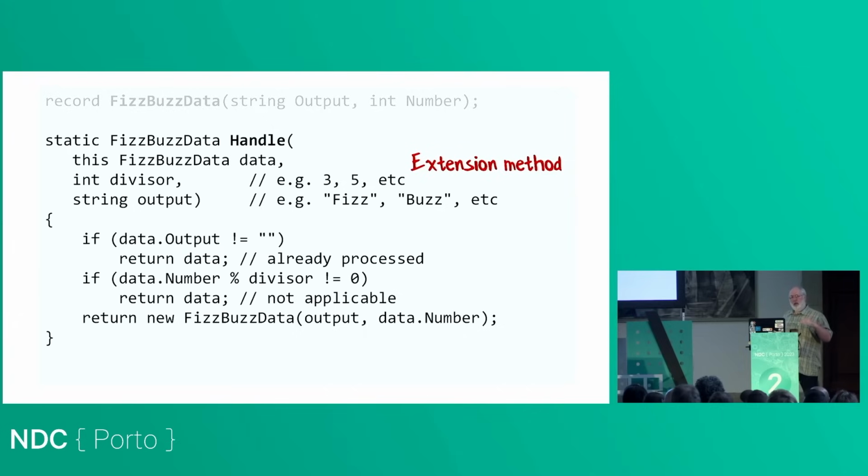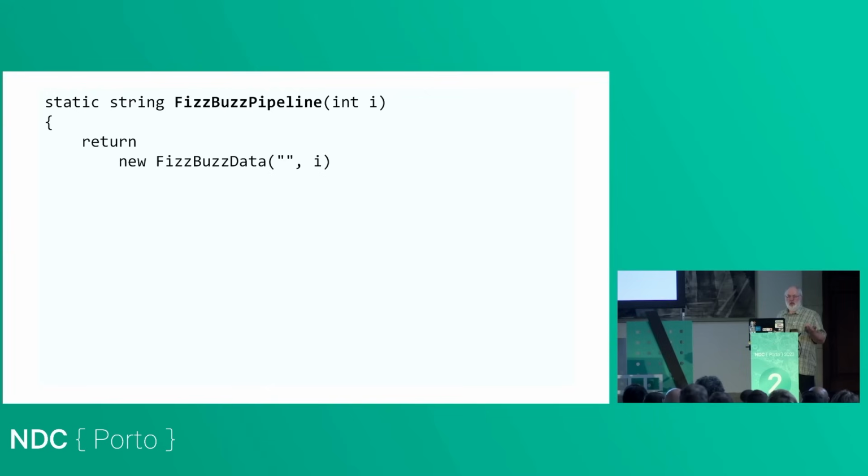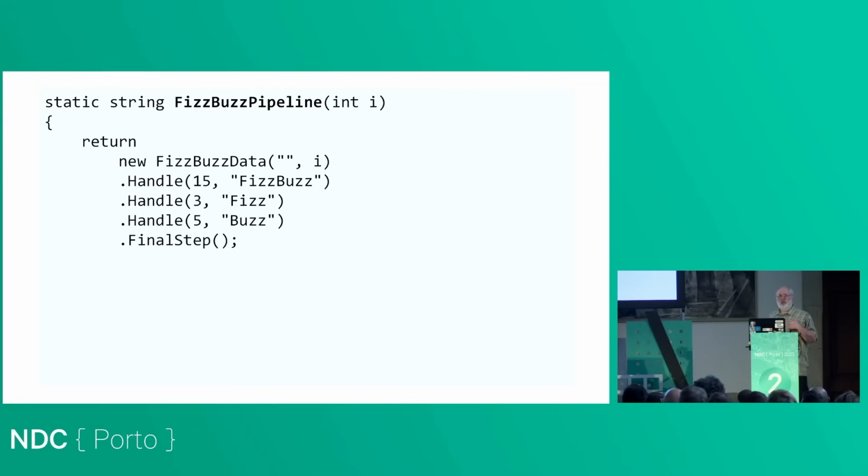Now, once I have a handler like this, I can chain them together. Right? So there's the input. And that is the data that's being passed down the pipeline because it's an extension method. Right? That's the first parameter is what's being passed through the pipeline. So I start off with an empty data structure. I handle the 15 case. I handle the 3 case. I handle the 5 case. And then the final step is basically, if it hasn't been handled, turn it into a string. So this is my FizzBuzz pipeline implementation.